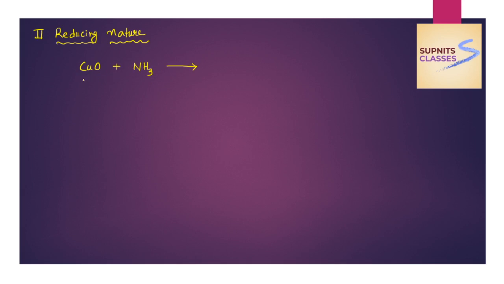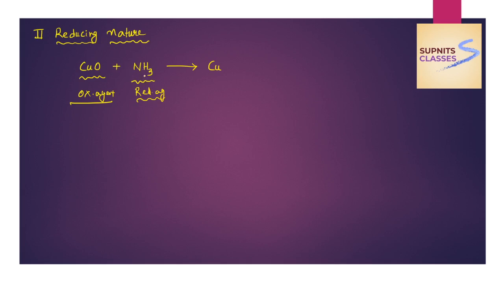See, copper oxide is an oxide. It has some oxygen. Ammonia is a reducing agent. So if ammonia wants to reduce copper oxide, what will it take out from copper oxide? It will take out the oxygen and copper will remain behind. Now this is a reducing agent, and definitely this will act as an oxidizing agent. So when the reducing agent is reducing somebody, it itself gets oxidized.